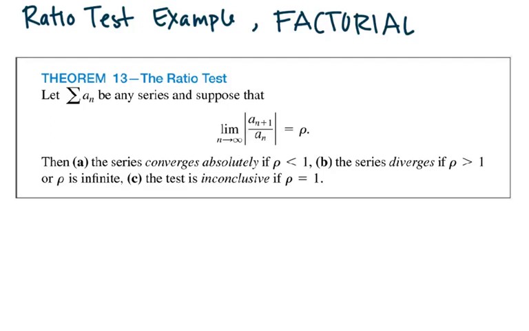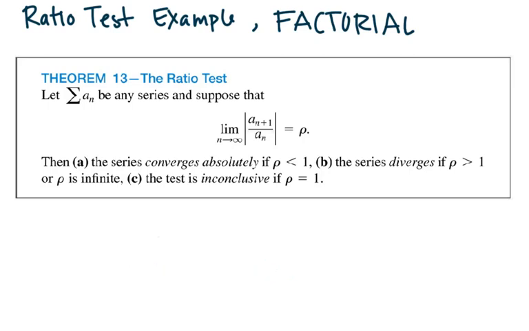So we're going to work through another ratio test example here, and this time the example is going to have a factorial in it. So remember, the ratio test is useful when we have some number raised to an n value or some sort of n factorial. That is when we try the ratio test first.